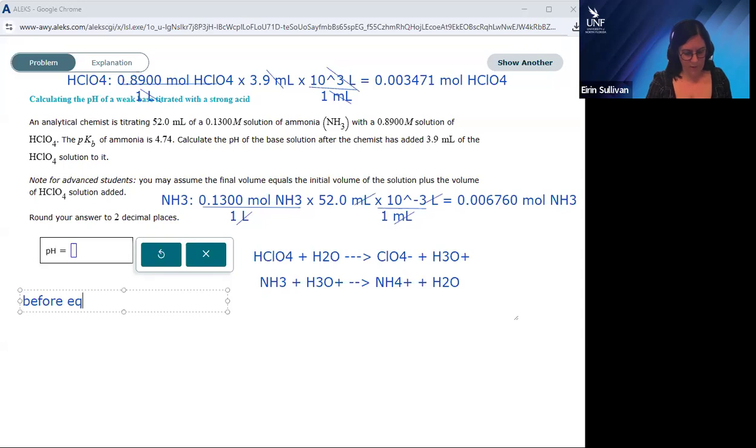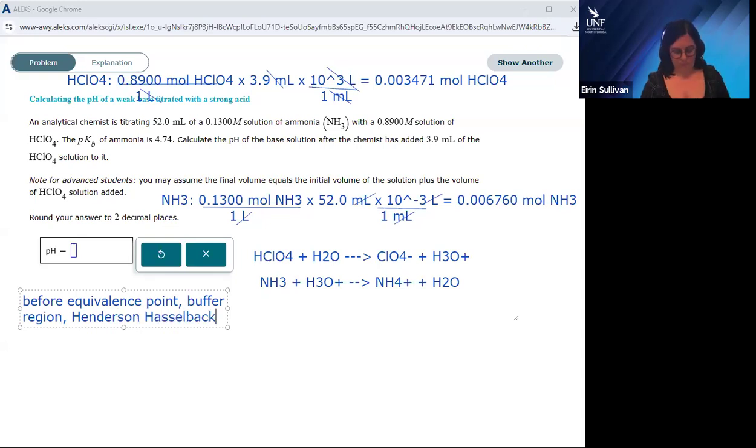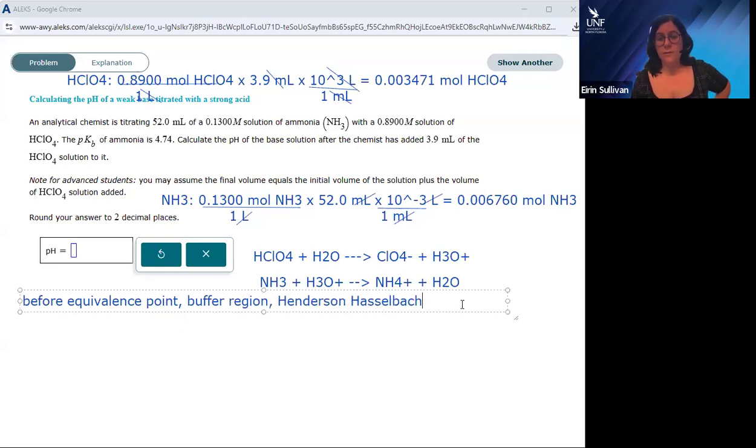So we are before the equivalence point. So that is our buffer region. And we're going to use the Henderson-Hasselbalch equation. You can do a full-on ICE table, just like we did before we learned the Henderson-Hasselbalch equation. You can solve this as an ICE table. It just takes longer, and we ain't got time for that.